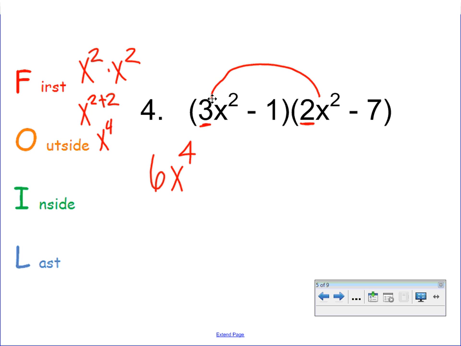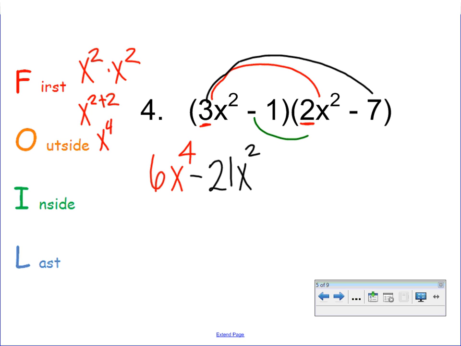Now, my outside terms, 3x squared times negative 7, that gives me negative 21. But also the x squared has to be attached to that. Okay, now I'm ready for my inside terms.